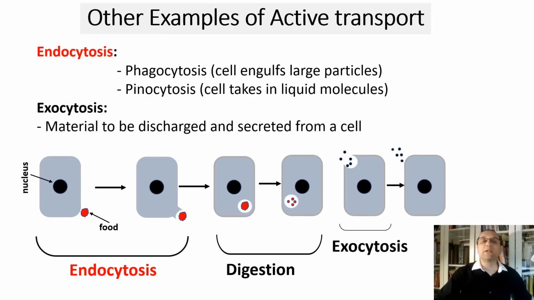Endocytosis is the process that allows a cell to bring in materials from its surroundings. There are two types of endocytosis. Phagocytosis, cellular eating, allows cell to engulf large particles. Pinocytosis, cellular drinking, allows a cell to take in liquid molecules.